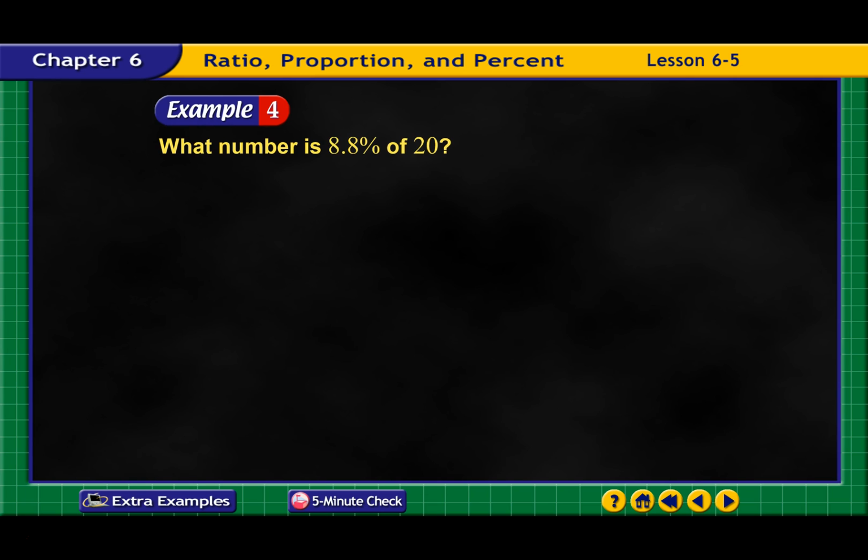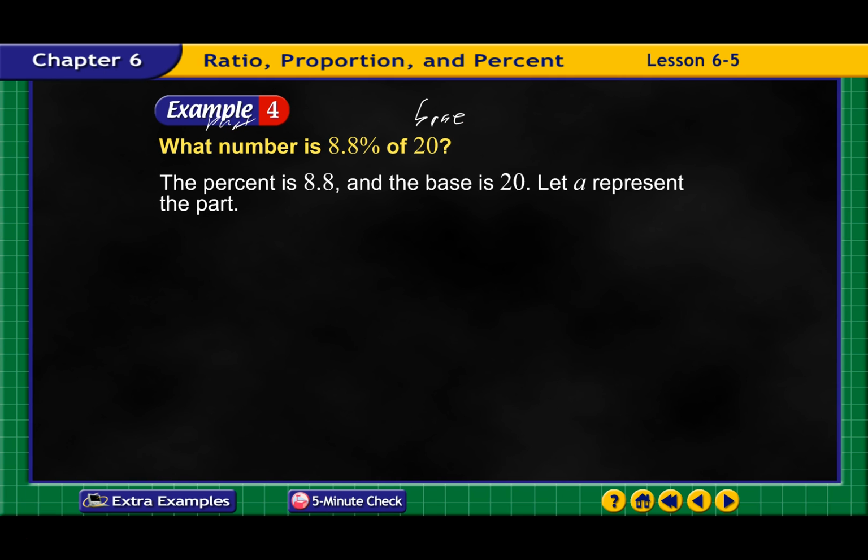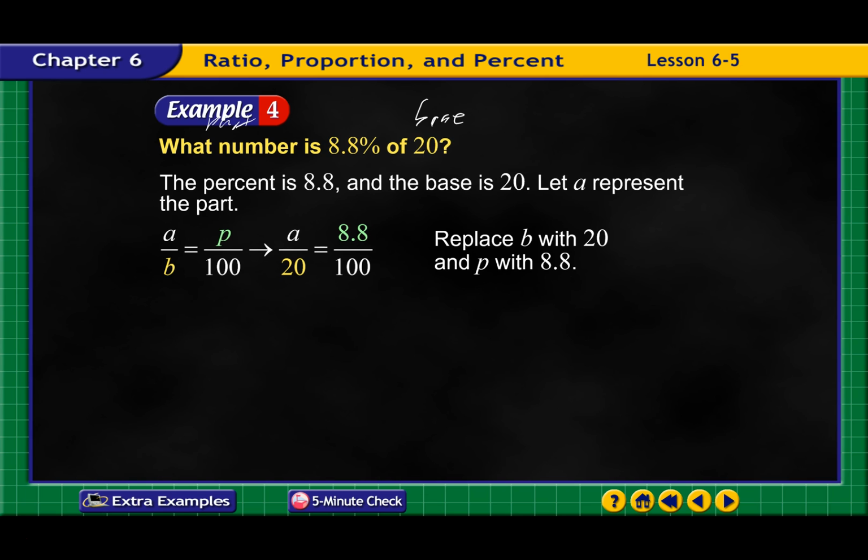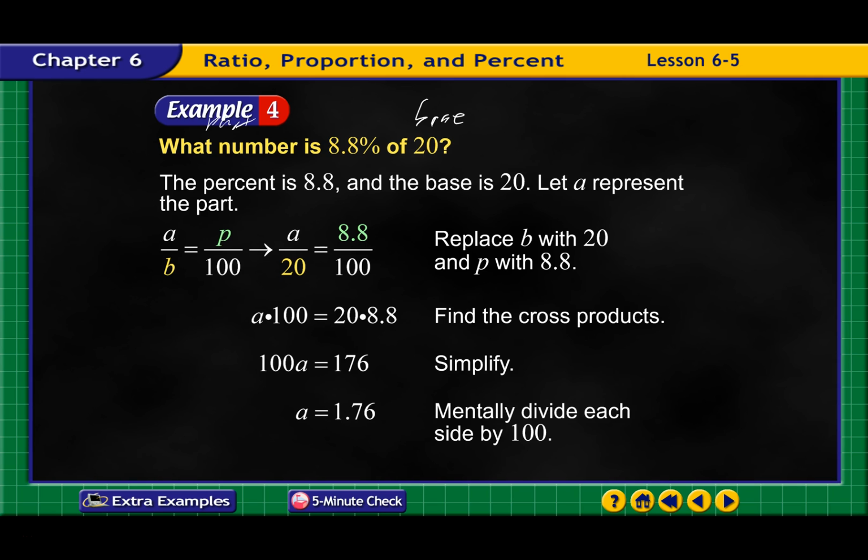All right, what number is 8% of 20? Okay, so we had of is the base. What number is the part? Percent is 8.8, the base is 20, let A be the part. So we put those into our little formula of the day: A over B equals P over 100. Insert those in. Then we play cross products, and we multiply them out, and we divide both sides by 100, and it comes out to 1.76 is 8.8% of 20.